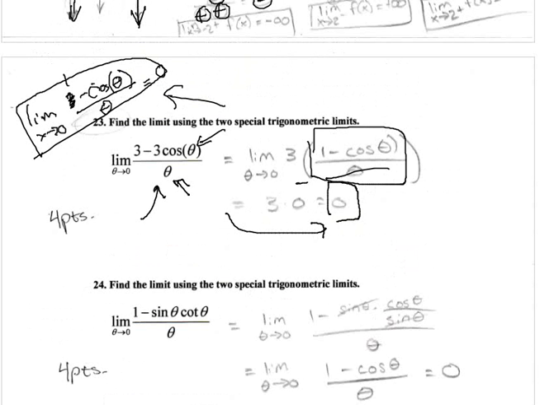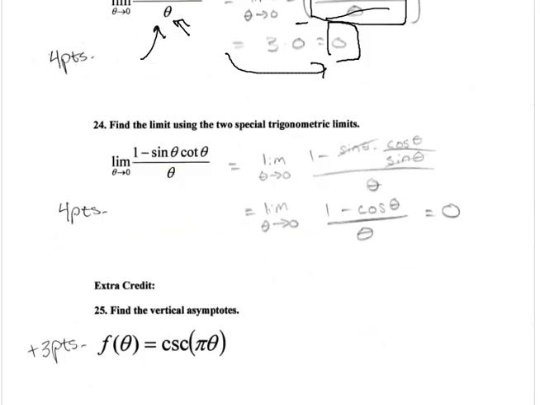The next problem, we just have to get it to a point where it looks like 1 minus cosine of theta over theta. So cotangent here is the same thing as cosine of theta over sine of theta. And if you had known that, then you could have seen that the sines of theta easily cancel, and we are only left with cosine of theta there. So it becomes 1 minus cosine of theta over theta, and this goes to 0. So the limit of this is equal to 0. And that is the quiz.